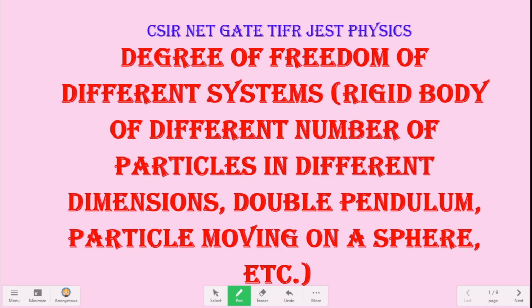In this session, let us focus on the topic degree of freedom of different systems. This session is going to be helpful for any physics student who is trying to increase his understanding on this topic, as well as for anyone who is preparing for CSIR NET, GATE, TIFR, JEST physics exams. So let's get into the topic.